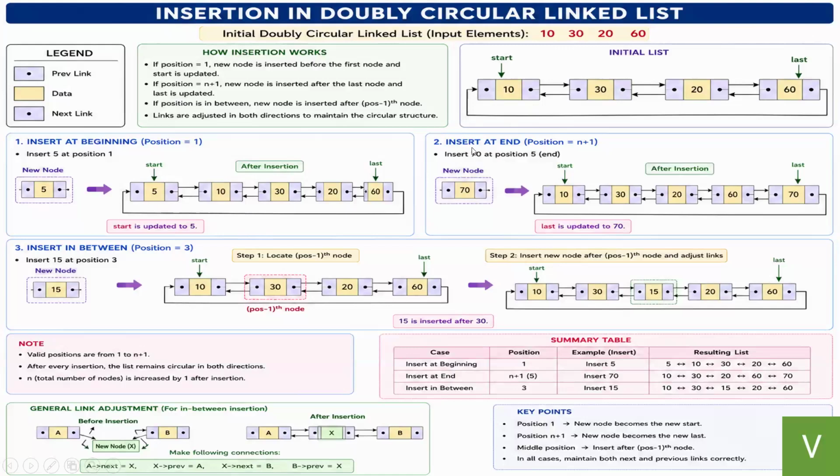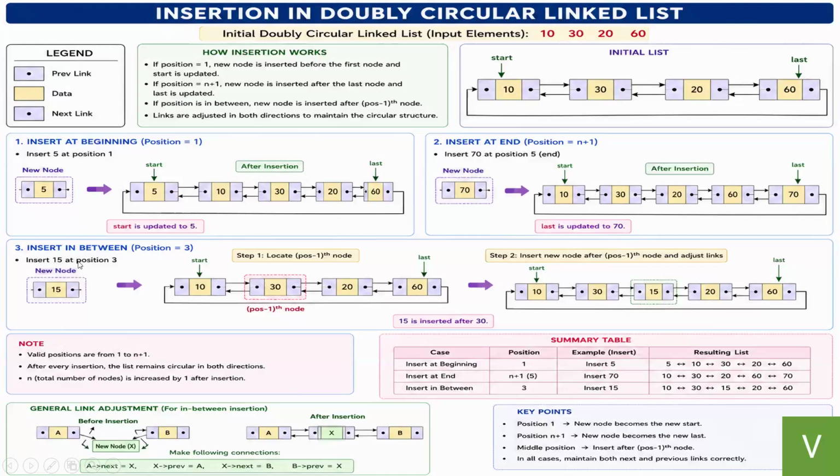Now let us look at the second case. If we want to insert element 70 at the last, that is position 5. First we will create an empty new node using the malloc function, and then new node's plink is equal to last, new node's nlink is equal to start, and then start's plink is equal to new node, and then last's nlink is equal to new node, and then we will update the last pointer variable. So these are the four updations we will do in the second case, that is insertion at the end.